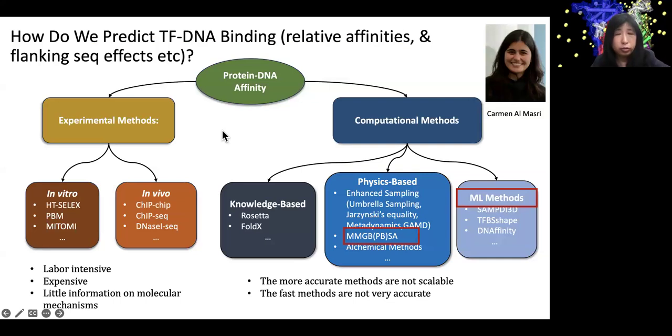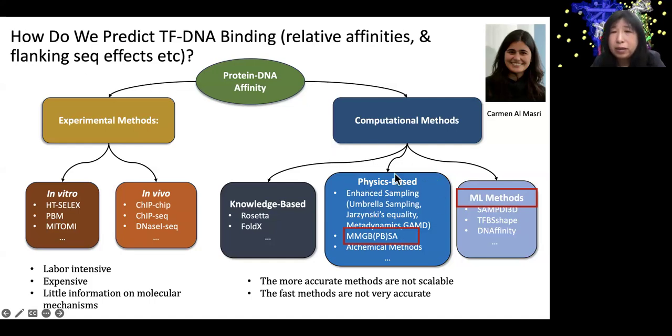So let me use the last 5 minutes to switch gear to more recent developments. We combine physics-based methods and experimental data for machine learning, to see if we can predict protein binding affinity as well as the flanking sequence effect.